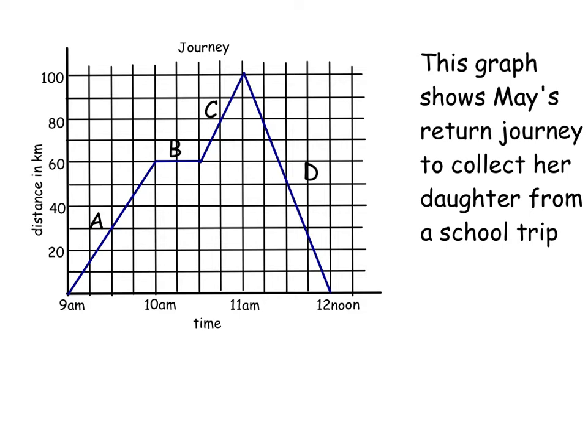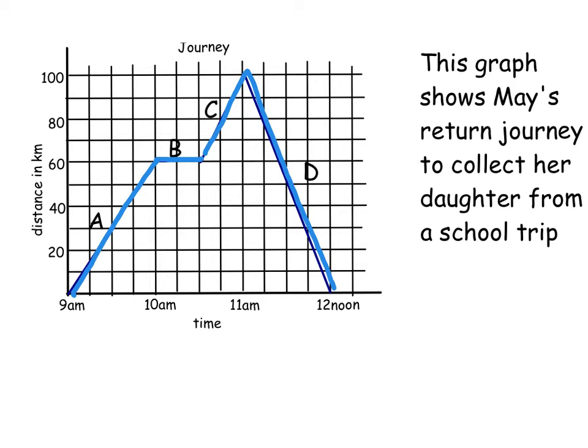So this is the first of my examples. This journey shows May going on a return journey to collect her daughter from a school trip. For the first part of the journey, I'm just going to talk to you about what's happening. Part A is she's travelling outwards. And then at part B, you'll notice the time goes on, but the distance doesn't. If your time ticks away, but your distance isn't moving, that means you're stationary. She could be stuck in traffic, she could have stopped at shops, something like that. And then she continues on her journey to wherever she's to get her daughter from. And then she travels all the way back in one go. So that's what that represents, all right?